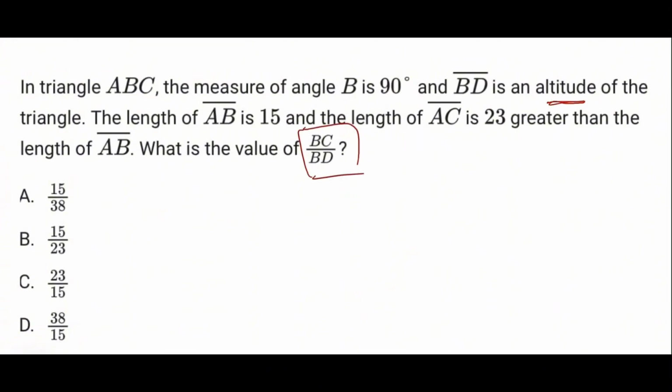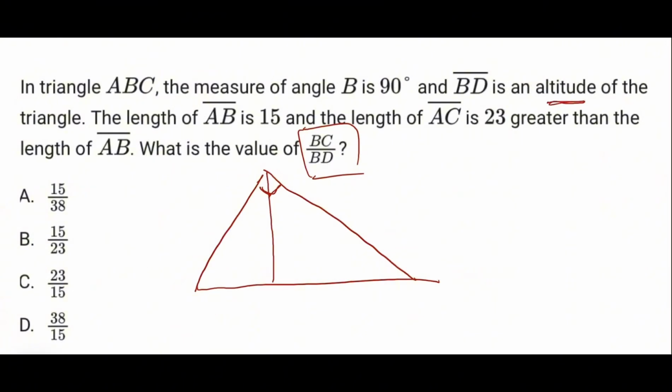Every time we draw a triangle, we're gonna draw it like this with the right angle over here, so it's easier because the altitude is gonna be this line over here. So it says that B is 90 degrees, so this over here is gonna be B, and these can be A and C. So the altitude is gonna be BD, so this point right here is gonna be D.